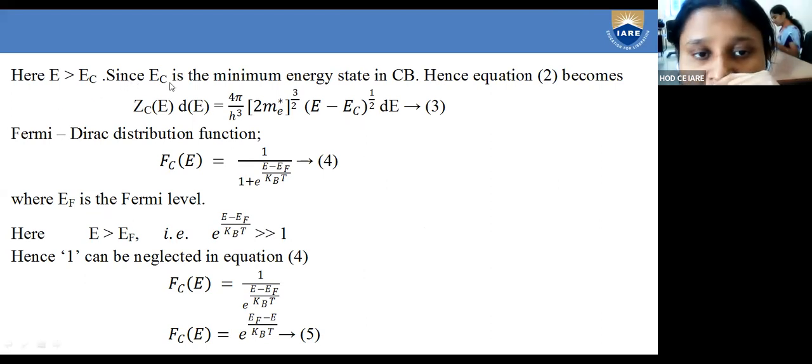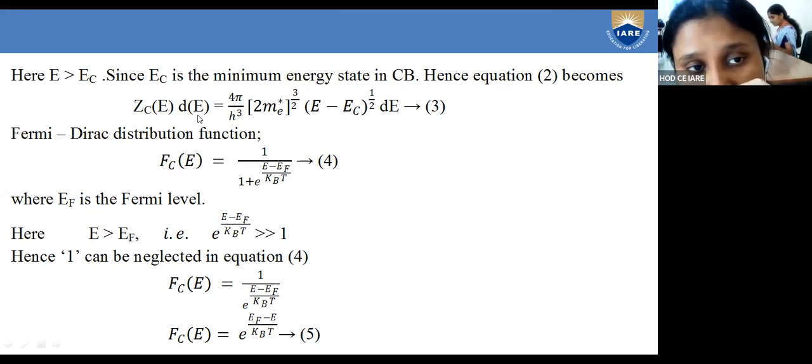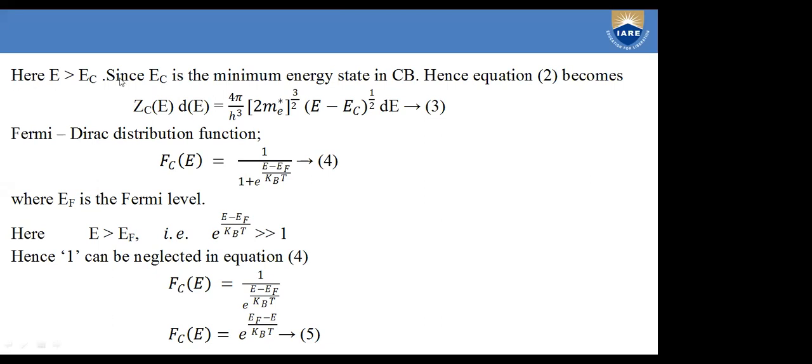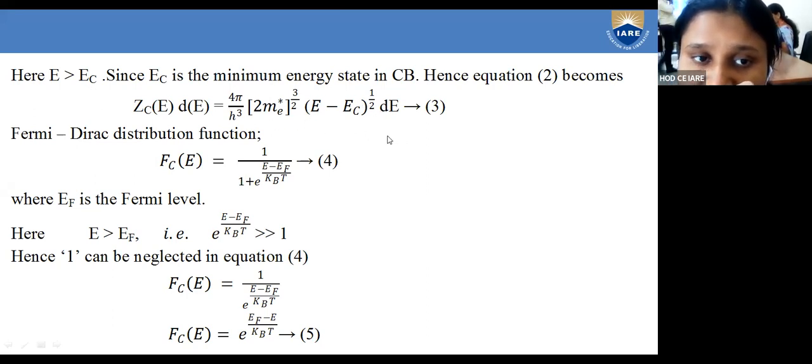Here, because we are assuming EC to be the bottommost energy level of the conduction band, where we have selected this small energy interval dE, is it above EC or below EC? Below EC we have the forbidden energy gap. Above EC, yes. So in order to make sure that I am considering energy levels above EC, I have modified the expression for density of energy states as E minus EC whole to the power of half.